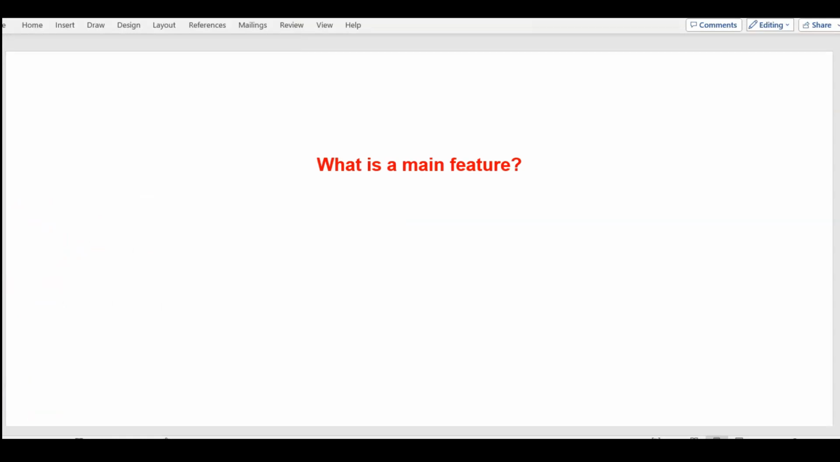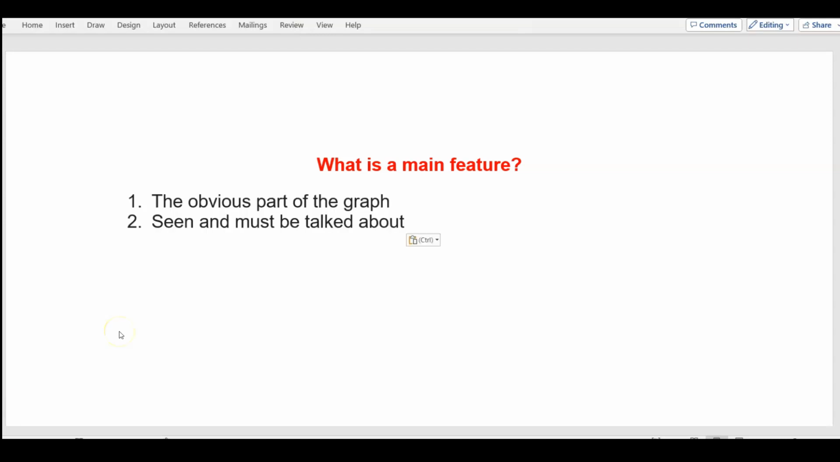When we talk about main features, what do we mean by a main feature? Main features are the obvious part of the graph, the part where you cannot look away from. Everybody sees it and you are required to talk about it. They are the most obvious part of the graph.